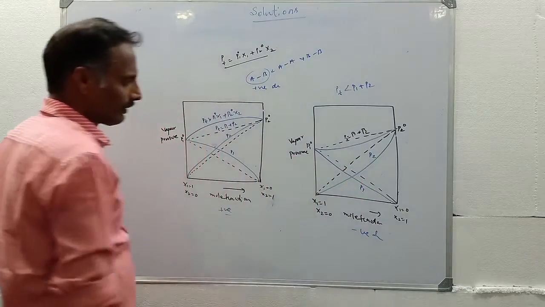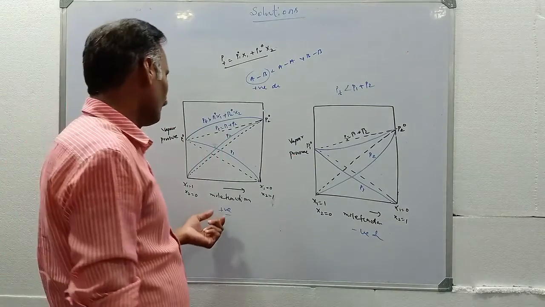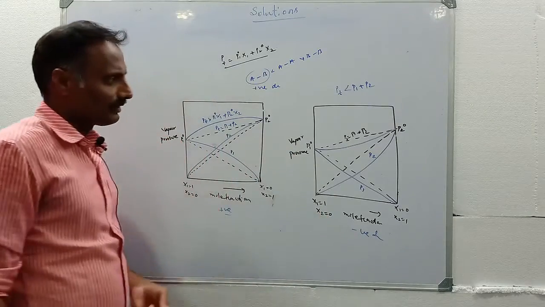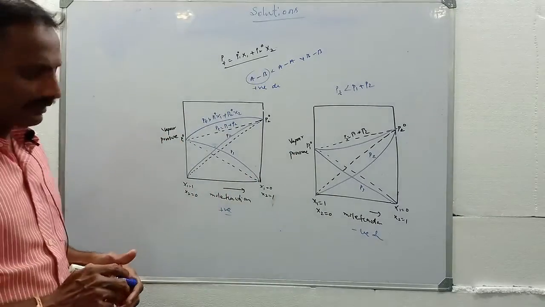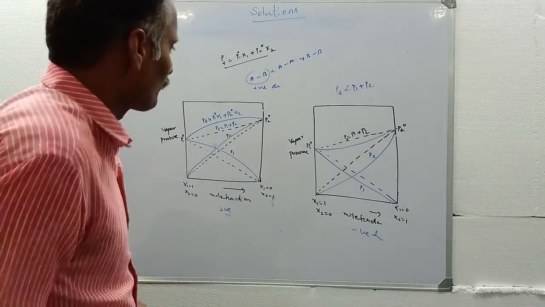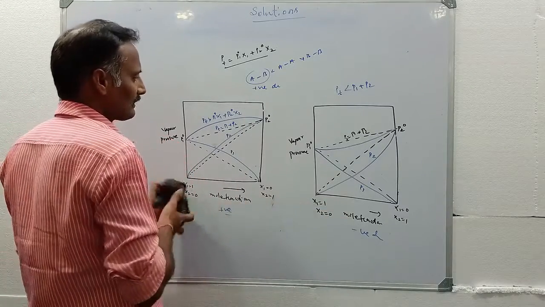These two graphs are important. Sometimes in examinations they ask to draw a diagram of non-ideal solution showing positive deviations and negative deviations. These graphs are very important for ideal and non-ideal solutions showing positive and negative deviations. This is for negative deviation, and this is for positive deviations.